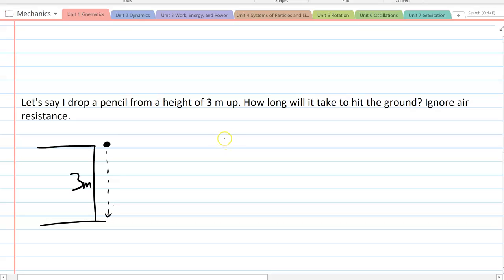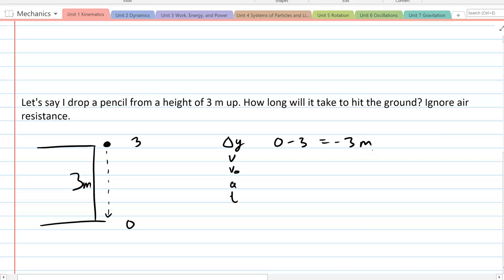Of course, like always, we should use a table of values. All these values we should keep track of. We know that it's going to change in height by 3 meters, but specifically it's negative, because its final height is here, let's say this is 0, and its initial height is here, 3. So it's final minus initial, which equals negative 3 meters.